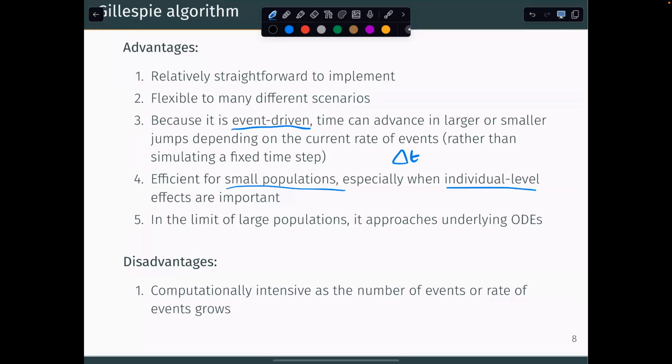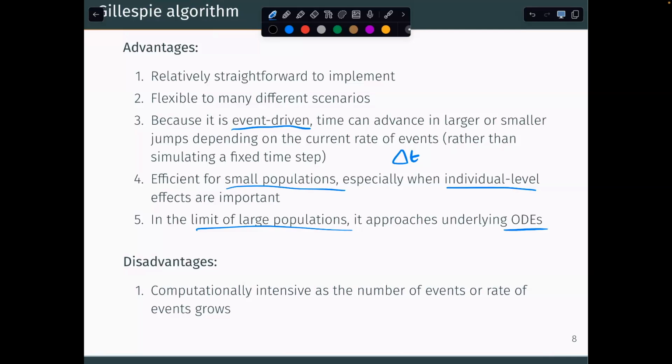And also one of the cool things about this is in the limit of large populations, so as our population size tends to infinity, this actually approaches the underlying ODEs. So it's very easy to go straight from a system of ODEs that you have to the Gillespie algorithm. And you can then see what are the effects of the stochasticity on your model that you can write down in some ODEs. If your population sizes get very large, they actually converge. So that's kind of a nice property.